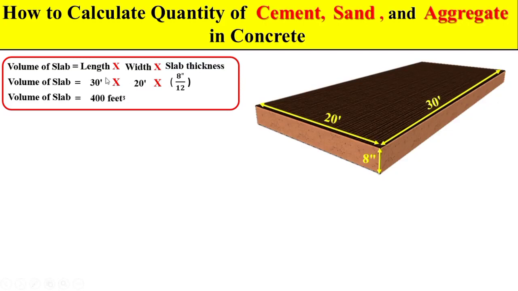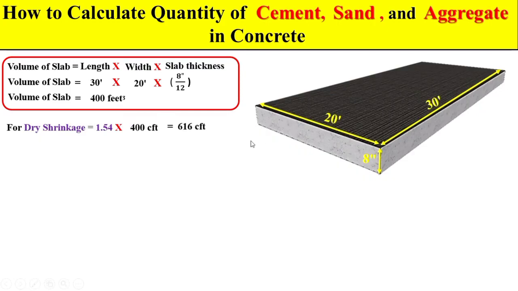Okay, and now dear students, if you want to calculate the total quantity of cement, sand and aggregate in this volume, first of all we convert this volume into dry volume. So we multiply 1.54 with the total volume of the slab, so we can get the total dry volume of the slab.